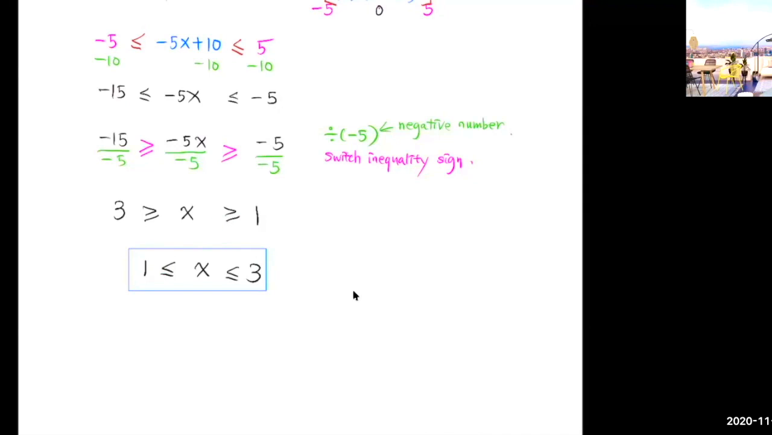So if you write it in interval notation, that will be bracket 1, comma 3. And if you write it in set notation, that will be a pair of curly braces, the variable here is x, such that x is greater than or equal to 1 and less than or equal to 3. You got it?